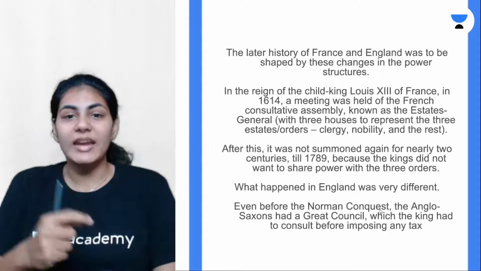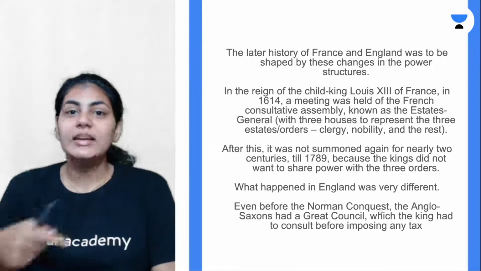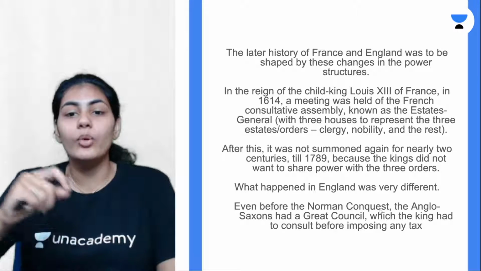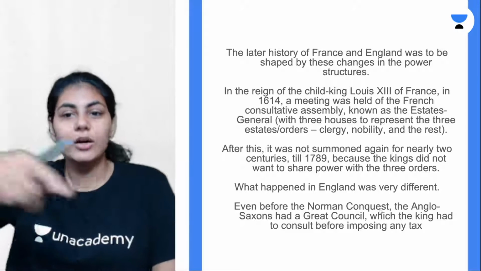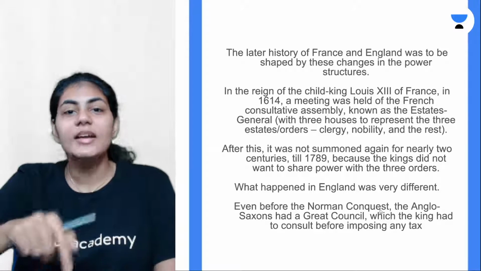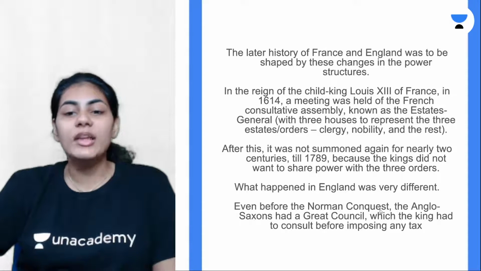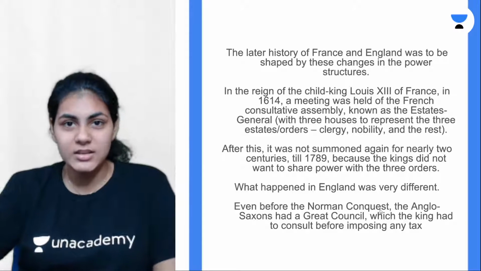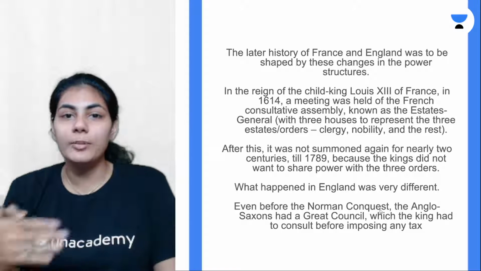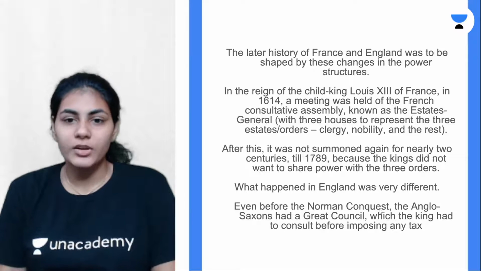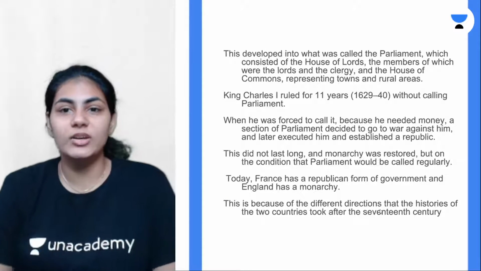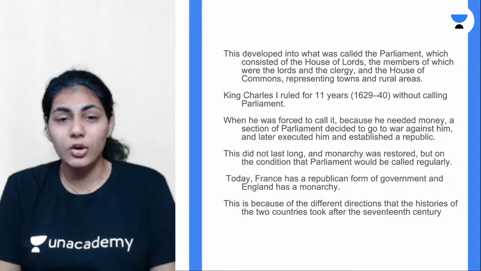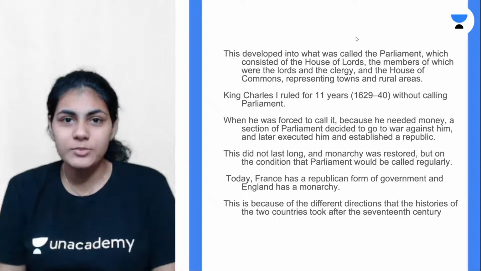Because in order for the king to implement anything, he can't take his own decisions. He definitely has to share his power with the council, who consisted of the clergy and nobility, right? He has to consult them, and only if the clergy and nobility allows or like permits that bill to be passed, only then the king can implement all of these new measures, right? So the situation in England is totally different. And this in itself developed into what was called the parliament in the later times, right?